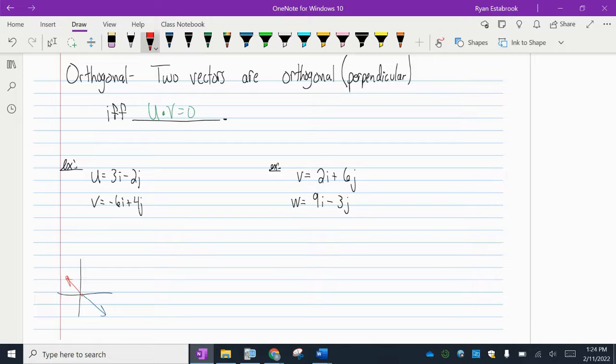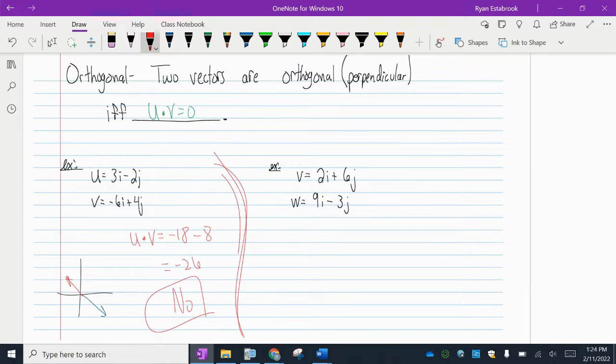But we're just going to do a quick dot product to verify. u dot v, 3 times negative 6, negative 2 times 4. Add them together, we get negative 26. So are these vectors orthogonal to each other? No. And at that point, I don't care. I'm not trying to find the angle between them. I just want to know if it was a 90-degree angle. It's not, so my answer is no. Go ahead and try the second one.